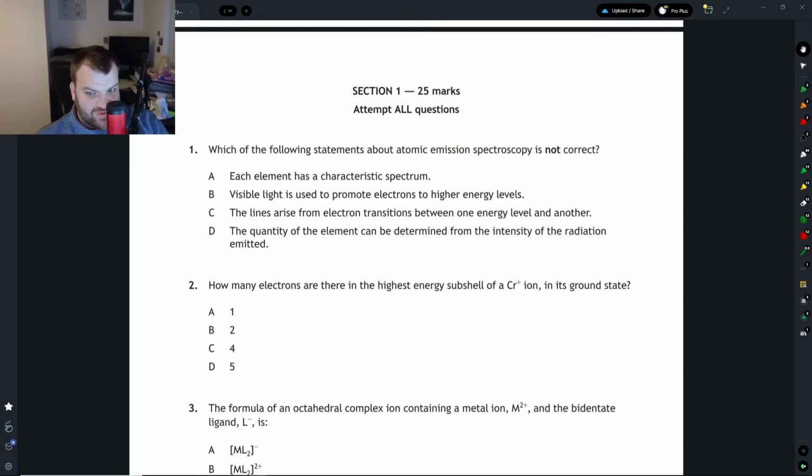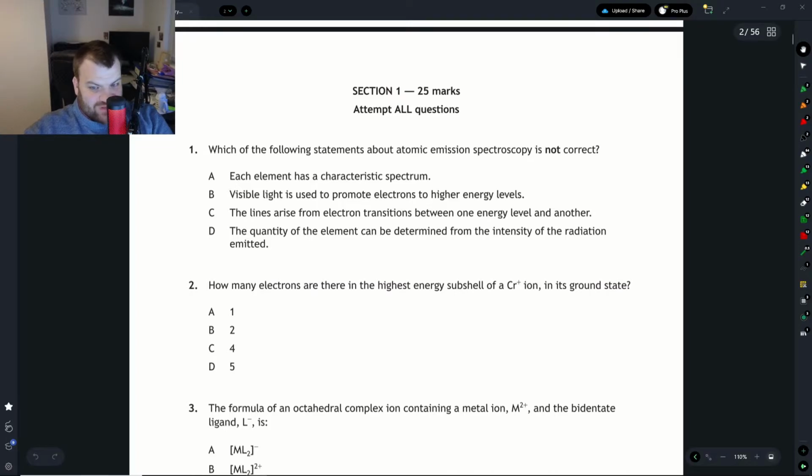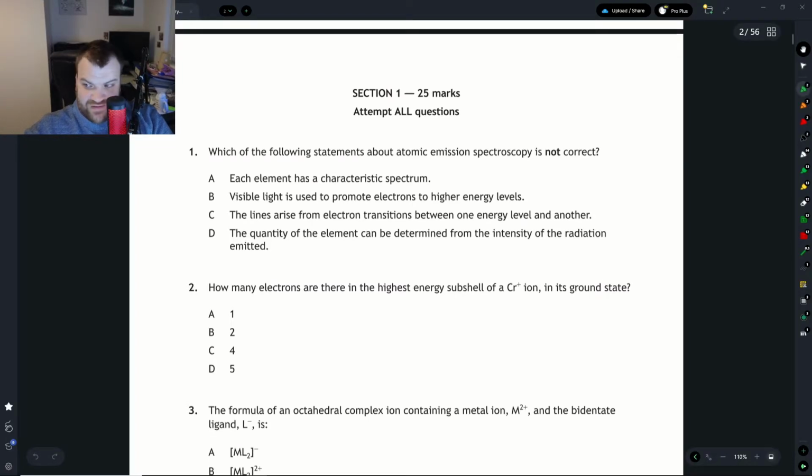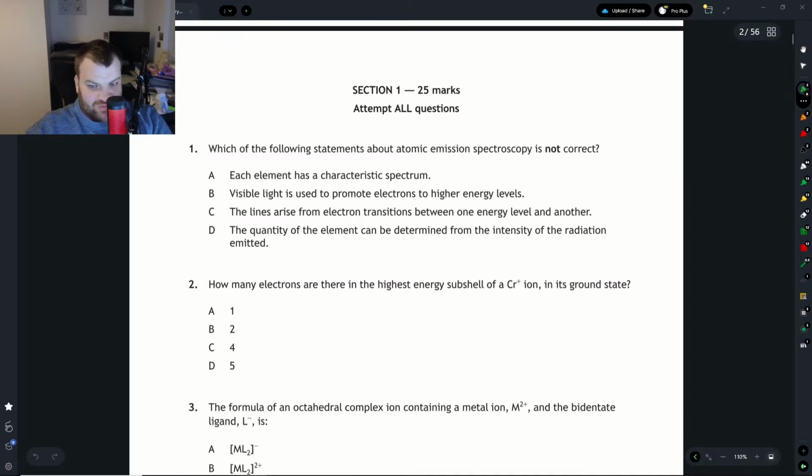With emission spectroscopy, we have electrons being promoted, and then as they fall down, they emit light. Each element does have its own specific characteristic spectrum. That's how you can tell which chemicals we've got. It's not visible light, it would be heat or electricity used to promote them. Let's mark that as our correct one.